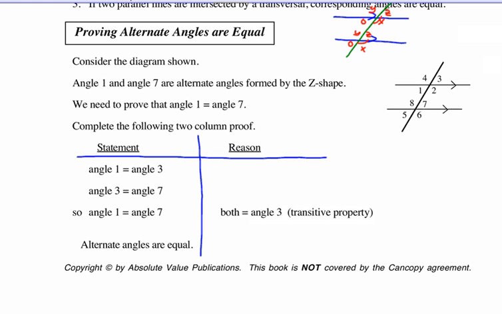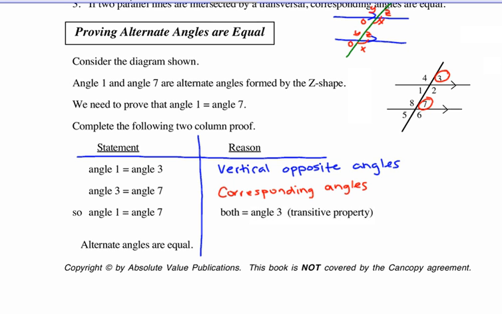So angle 1 equals angle 3. So why does 1 equal 3? What do we call those? Those are vertically opposite angles. So if I just name the property, that tells us it's equal. Vertically opposite angles are always equal, so we just write that's the reason, vertically opposite angles. Okay, now why are 3 and 7 equal? Well, 3 equals 7, what do we call those? Those are corresponding angles. Corresponding angles.